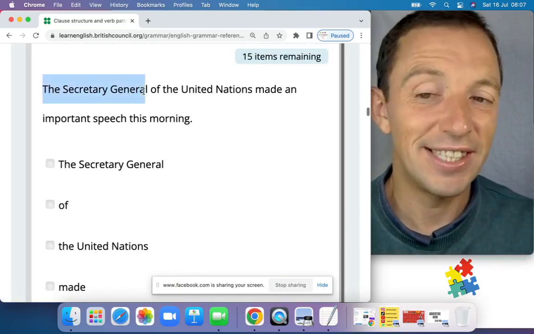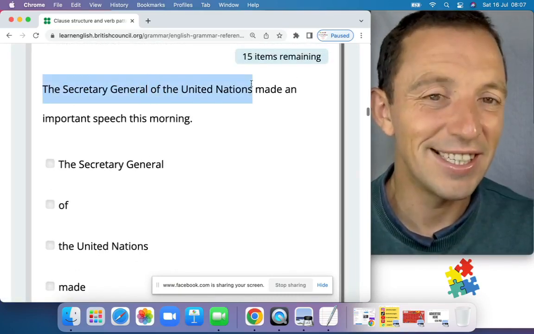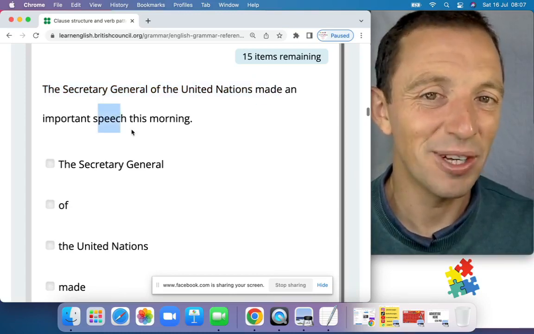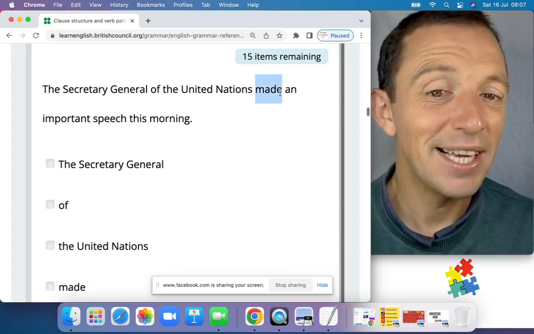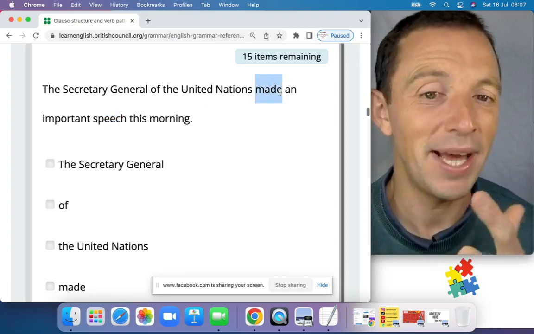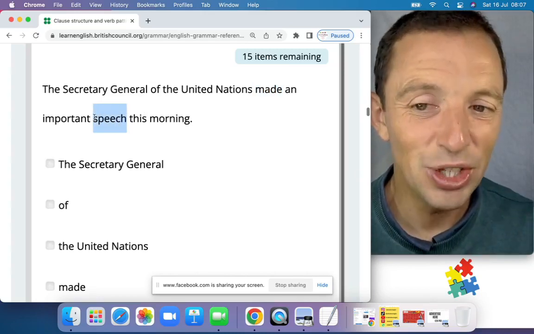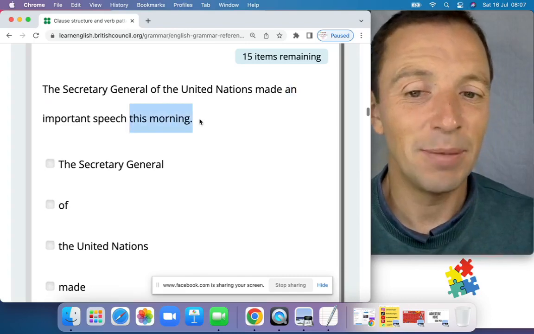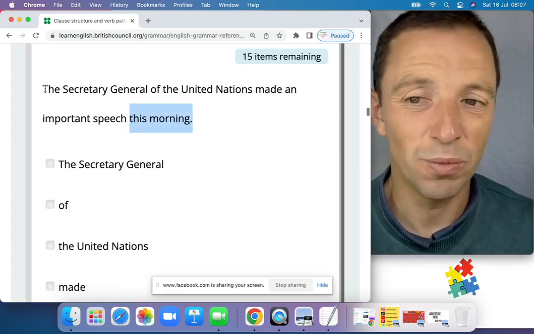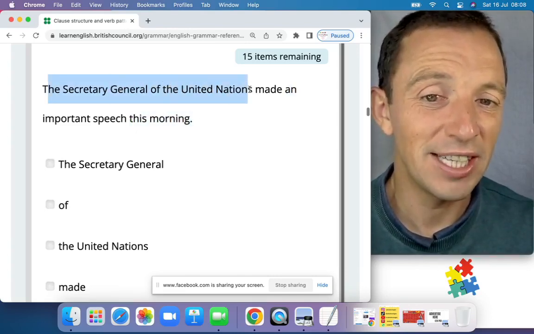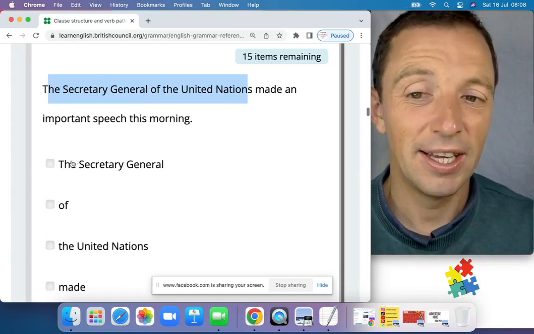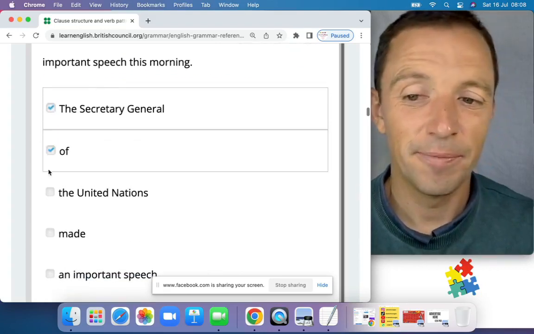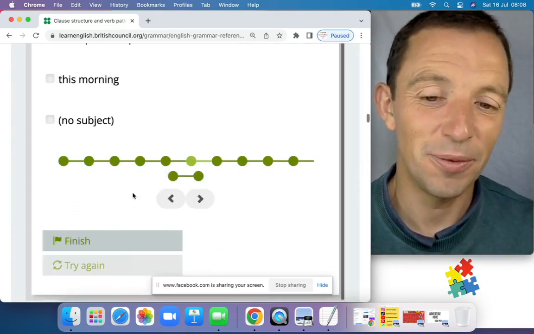The Secretary General of the United Nations made an important speech this morning. So the verb is to make, it's the past made, irregular, make, made. The object is a speech, the adjective important, article, and time this morning. And the subject, what is the subject? Well, the Secretary General of the United Nations is the full subject. That seems to be the full subject, the noun phrase. And I think that's correct. Let's continue.